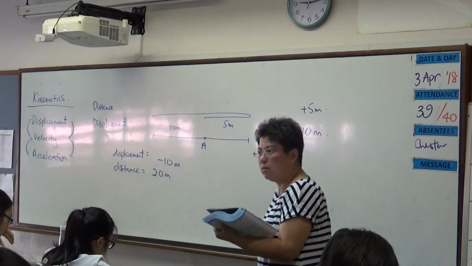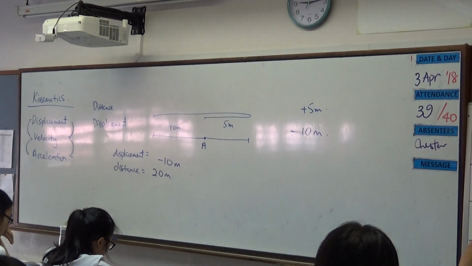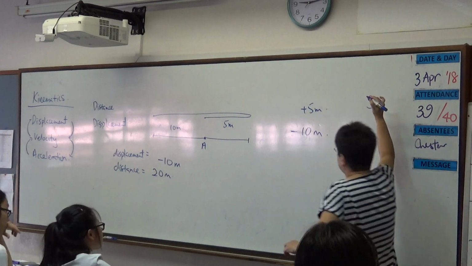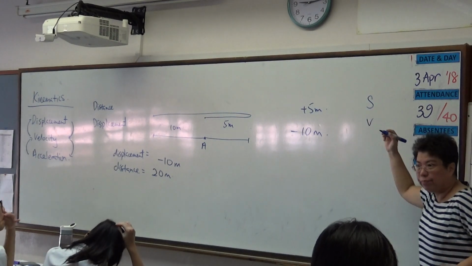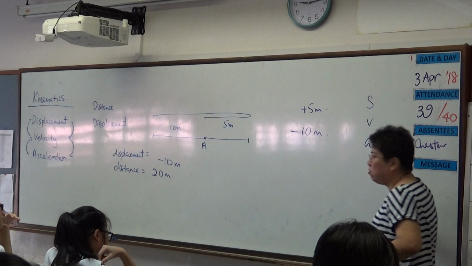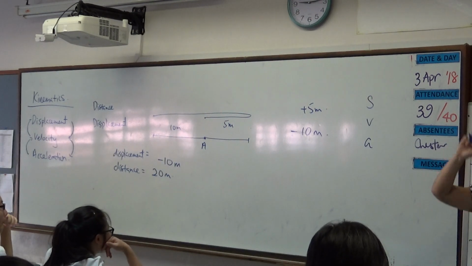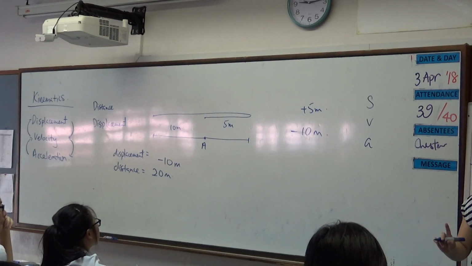So now in general, we will use S to represent displacement, V to represent velocity, and A to represent acceleration. I will use these three letters to represent all this.